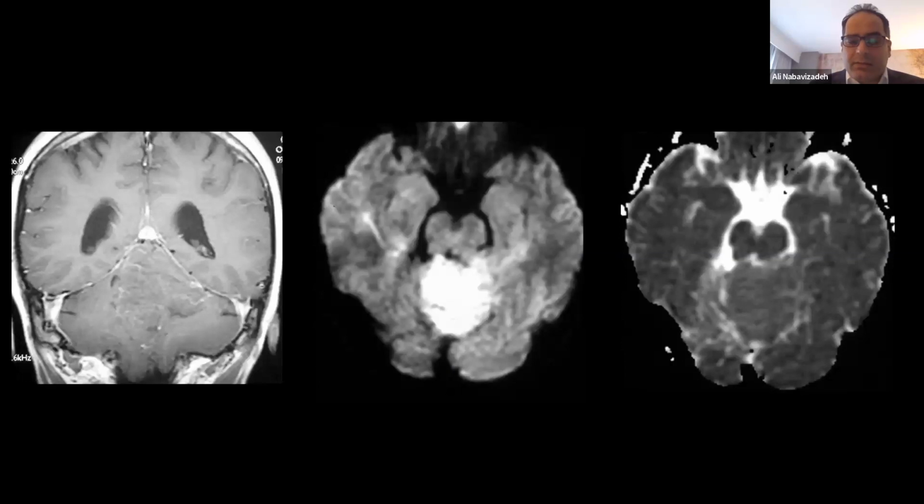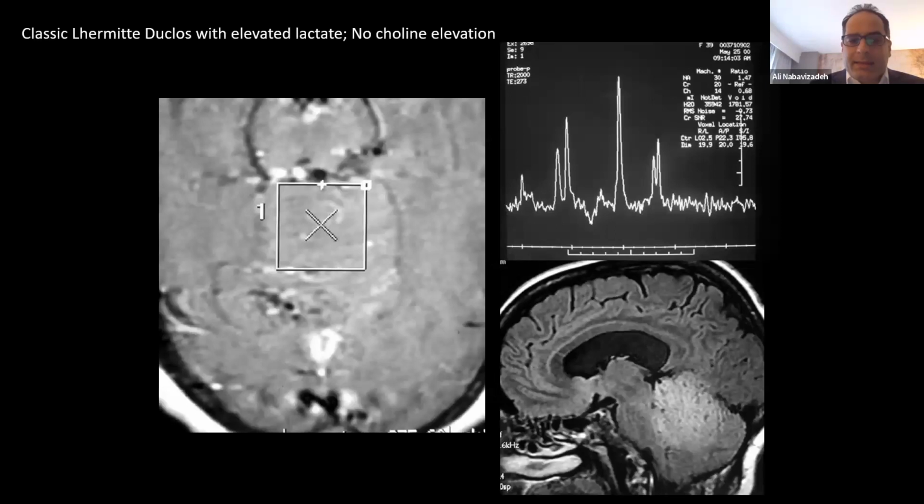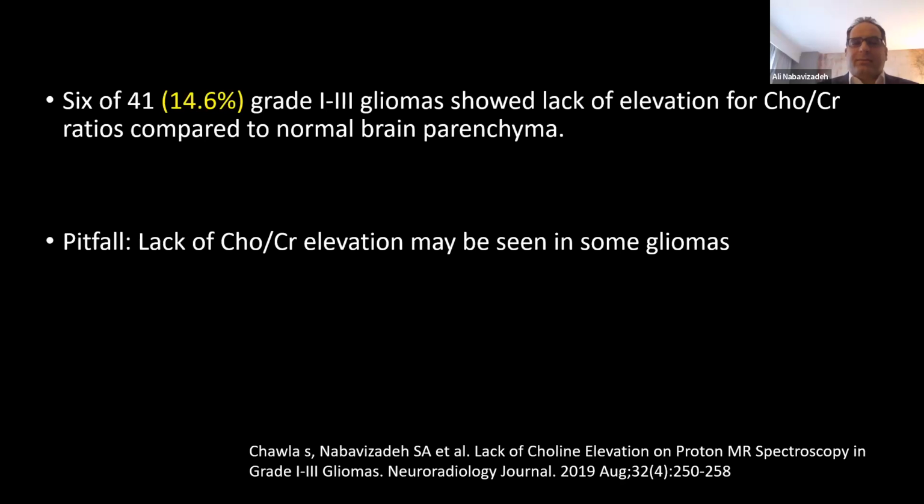This is a patient with a cerebellar dysplastic gangliocytoma, or Lhermitte-Duclos, and again, the MRS does not show elevation of choline to creatine. This is a study that we did many years ago, but it showed that about 15% of grade 1 to 3 gliomas show lack of elevation of choline to creatine ratio compared to normal brain parenchyma. So the pitfall is that if there is lack of elevation of choline to creatine, it cannot exclude a brain tumor, especially when you're dealing with the lower grade gliomas.